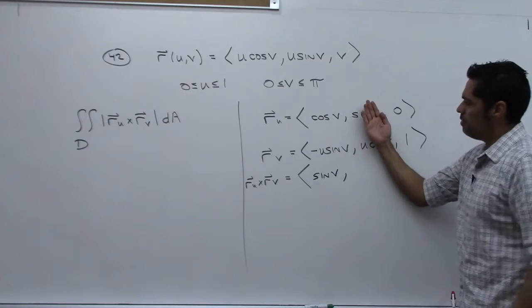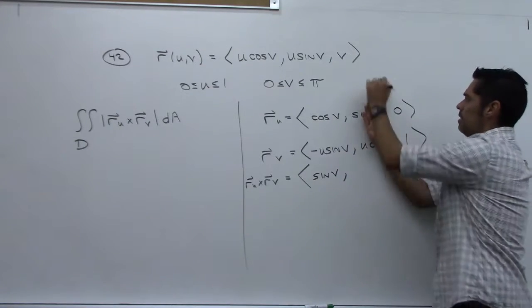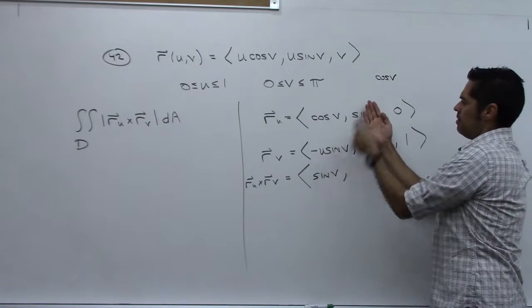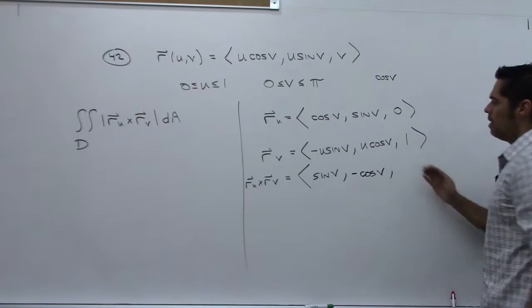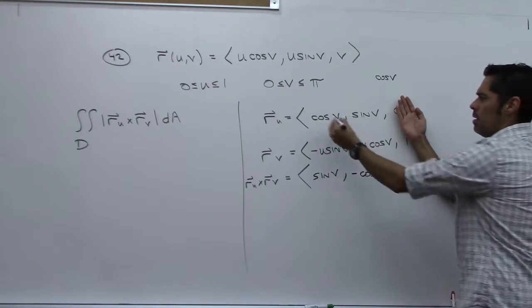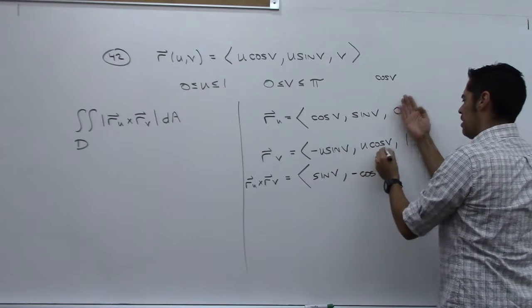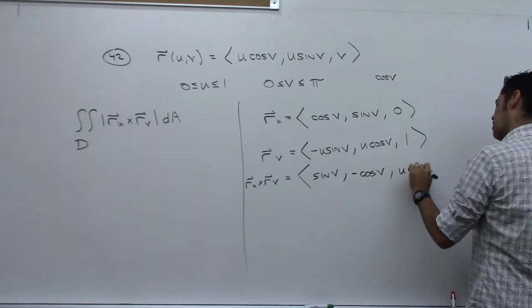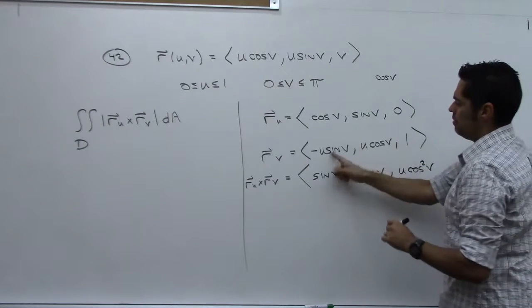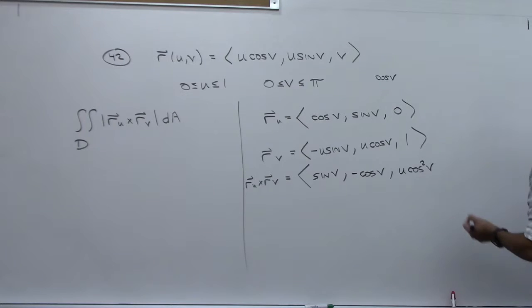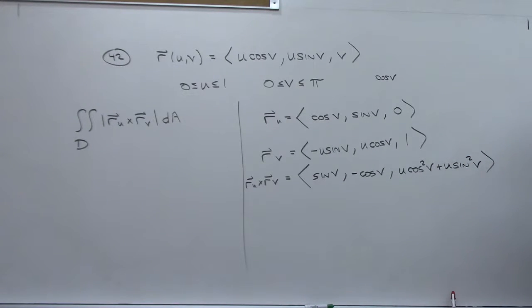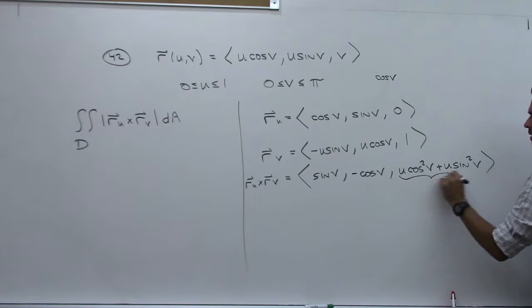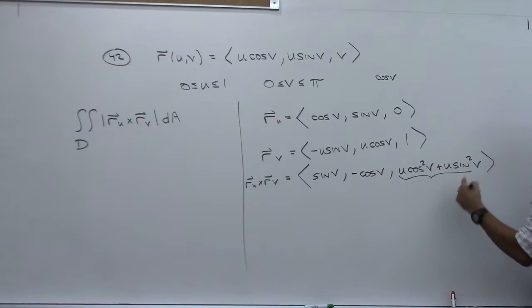And then when I cover up the middle one, I'm going to do cosine v, and then this is 0, but remember it's the middle one, so I change the sign to negative cosine v. And now cover up this one. Cosine v times u cosine v is u cosine squared v. And then I do here to here, and I subtract, so it'll become plus u sine squared v. And notice that I can factor out a u, and then cosine squared v plus sine squared v is 1, so this is all just u.